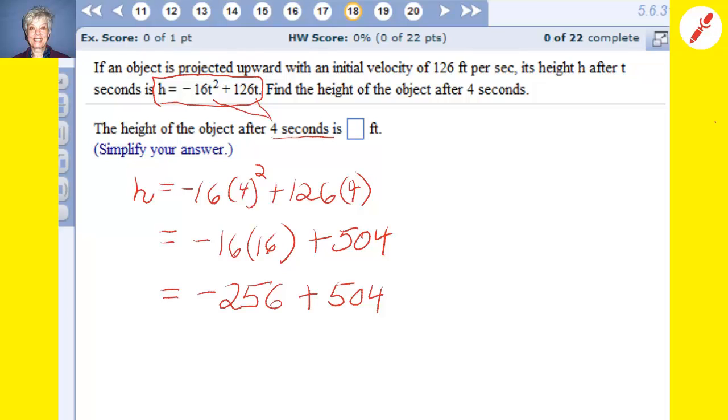Careful, be careful. 504 minus 256, enter. There you go. H is going to equal 248. 248 feet. After 4 seconds, the object is going to be 248 feet above the ground.